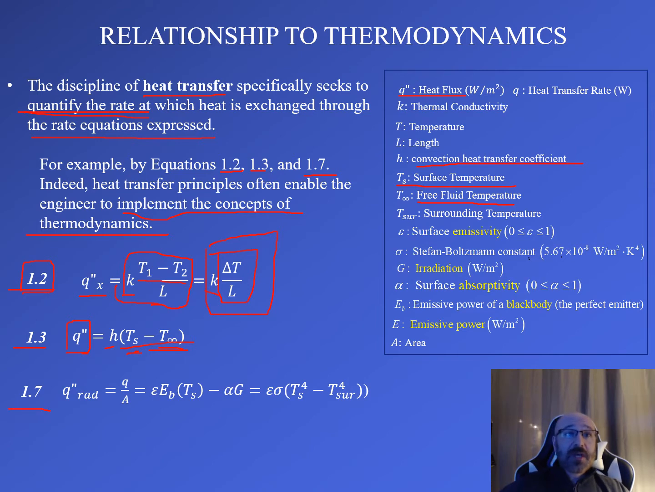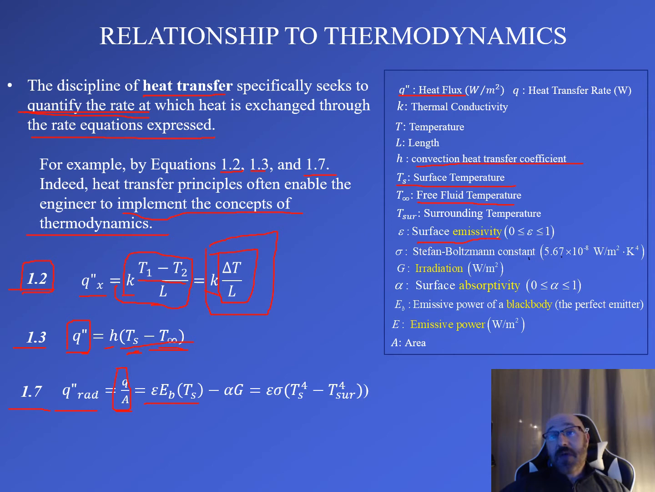Now, if we go to 1.7, our heat transfer from radiation is equal to q over A, as we plug into those, where A is our area. And this is equal to epsilon, E sub b, times T s. Let's break each of these down before we go any further. What is our epsilon value? We can come over here. Our epsilon value is going to be our surface emissivity.